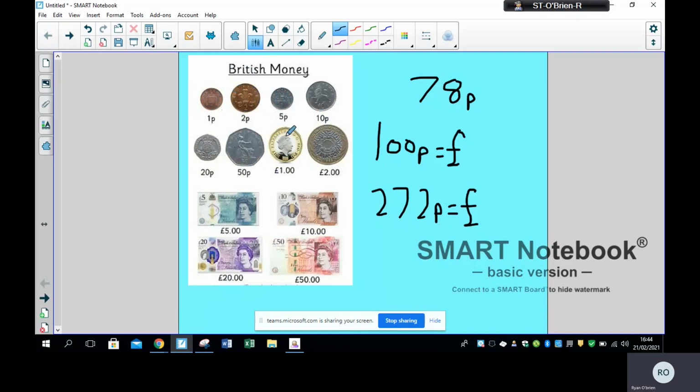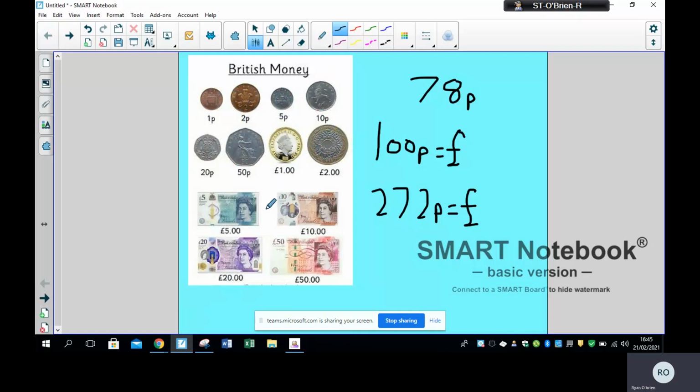£1 and £2. Now, just like hundreds, tens, and ones, 100 pence becomes £1. So if you've got 100 pennies, 100 pence, you've got £1. And if you've got 200 pence, well, you've got £2.